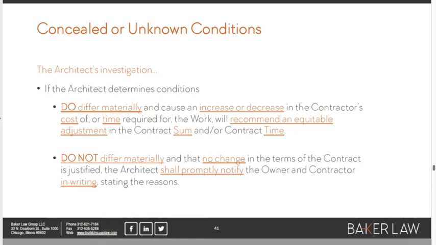This is the architect's job. And if the architect finds that those conditions don't differ materially, and there's no change that's justified in the contract sum or the contract time, then the architect needs to promptly notify the owner and the contractor in writing. Again, this is one of the instances where the architect has to produce a writing. They don't have to for site observations, even though it's a really good idea. But this is one of those times where it would be inexcusable for an architect to not create that writing.